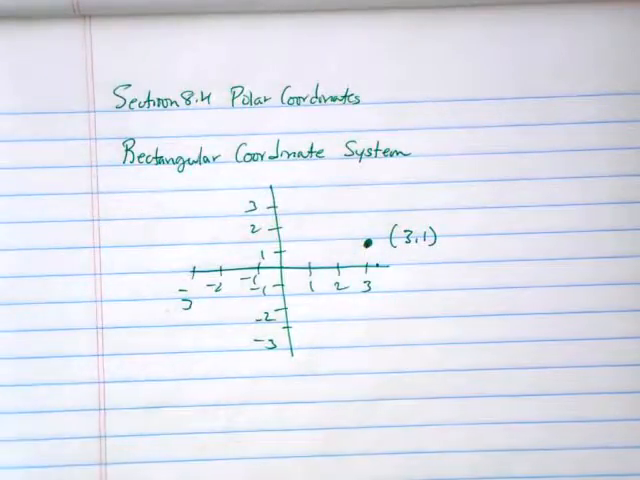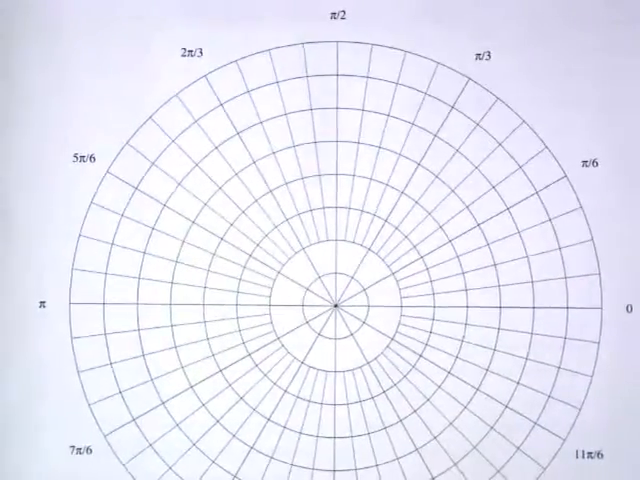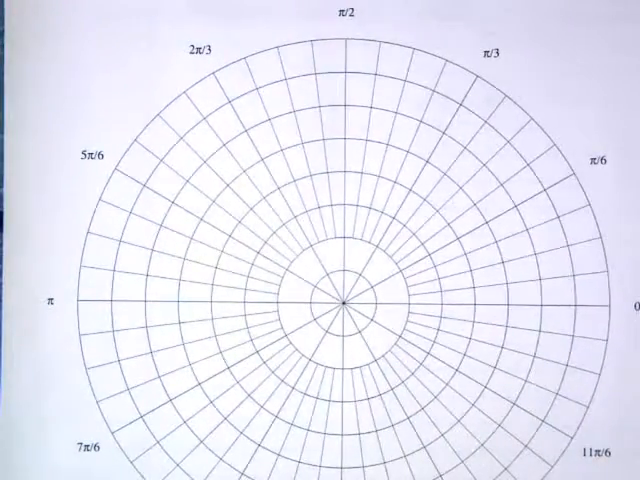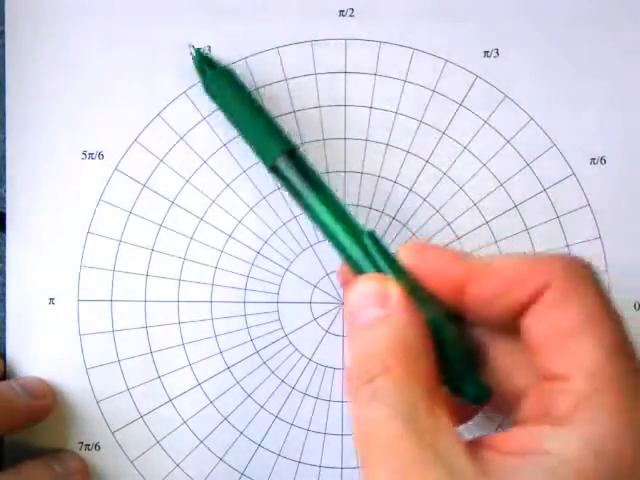So we're going to introduce a new coordinate system today. And that new coordinate system is called the polar coordinate system. And the polar coordinate system looks like this. What can you tell me about the polar coordinate system? All right, we have concentric circles. And what else do we have? What are these things? They're angles measured in radians. And sometimes we will measure in degrees also.